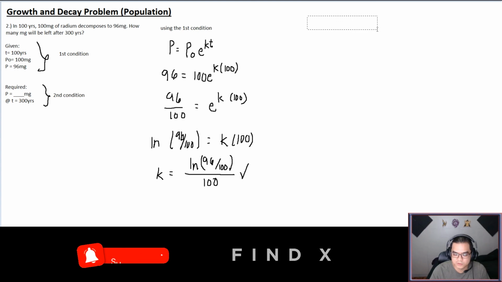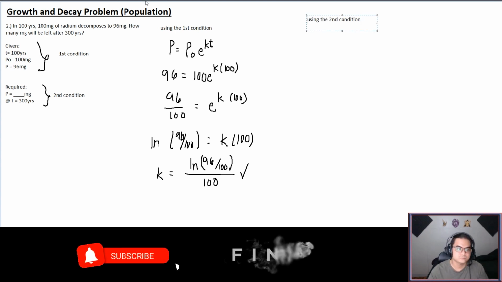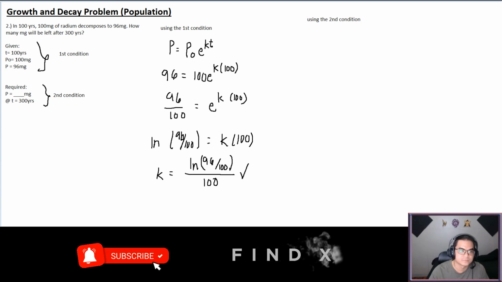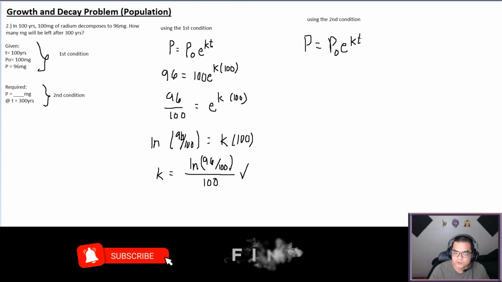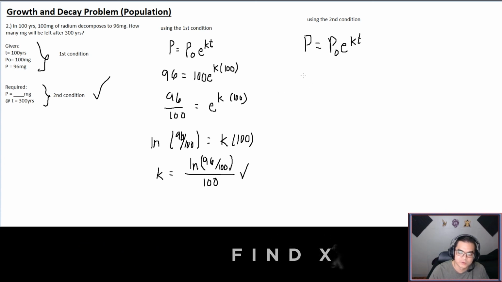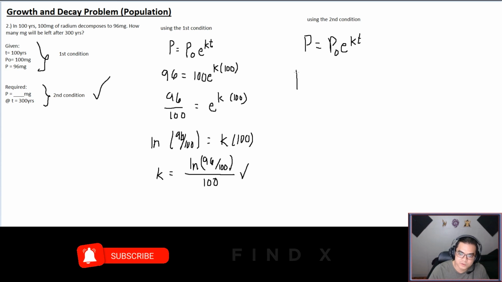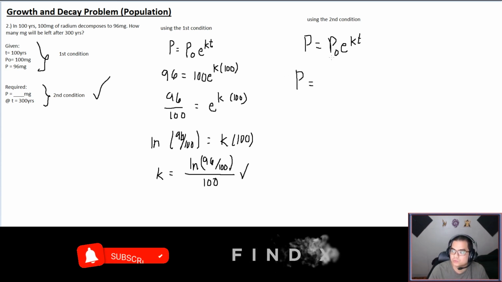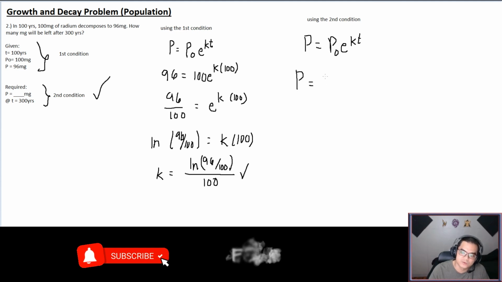Now, using the second condition, the formula is still the same, of course. We have P0 e raised to kt. But for the second condition, t must be equal to 300 years. So P is the one that we are looking for, or required to find. And then what is P0? Of course, P0 is still this one. You still start with 100 mg. So your P0 is still 100.